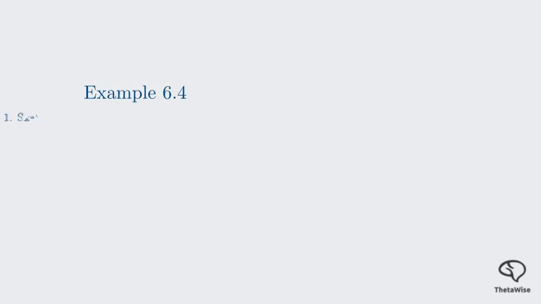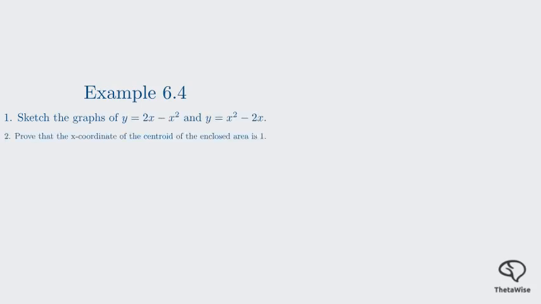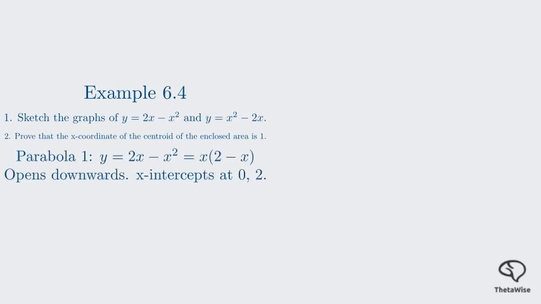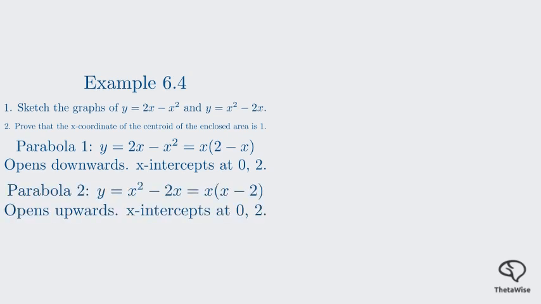Our fourth example involves the area enclosed by two parabolas. Let's start by sketching the two parabolas. The first, y equals 2x minus x squared, opens downwards. Factoring out x gives y equals x times (2 minus x). Its x-intercepts are at 0 and 2. The second, y equals x squared minus 2x, opens upwards. Factoring gives y equals x times (x minus 2). Its x-intercepts are also at 0 and 2.